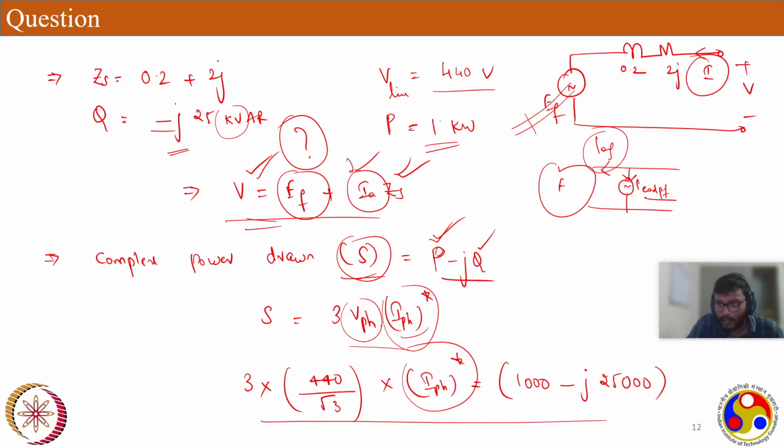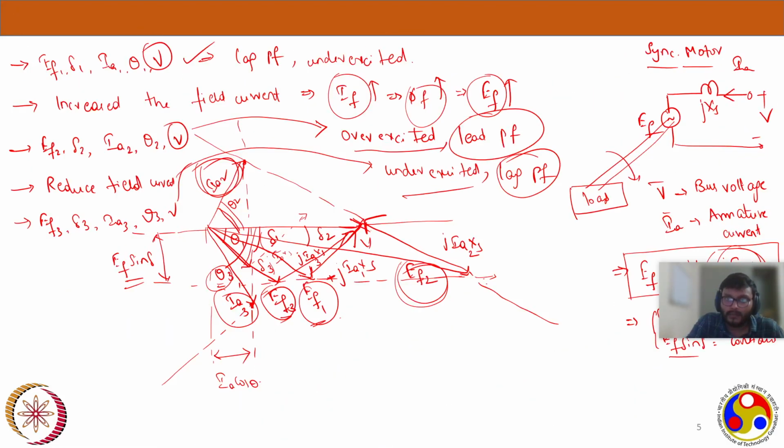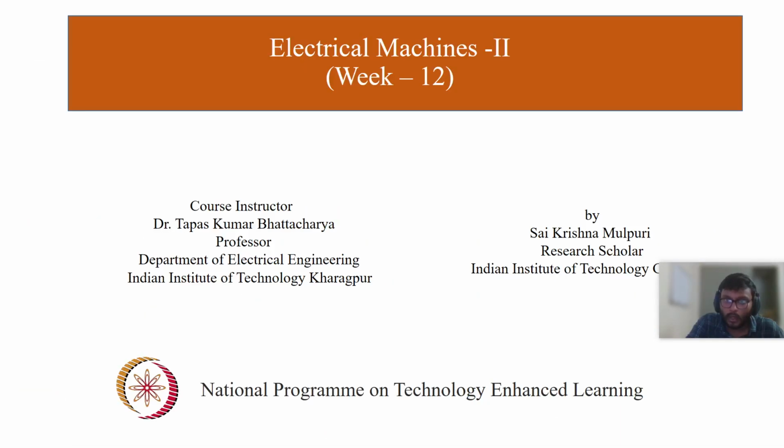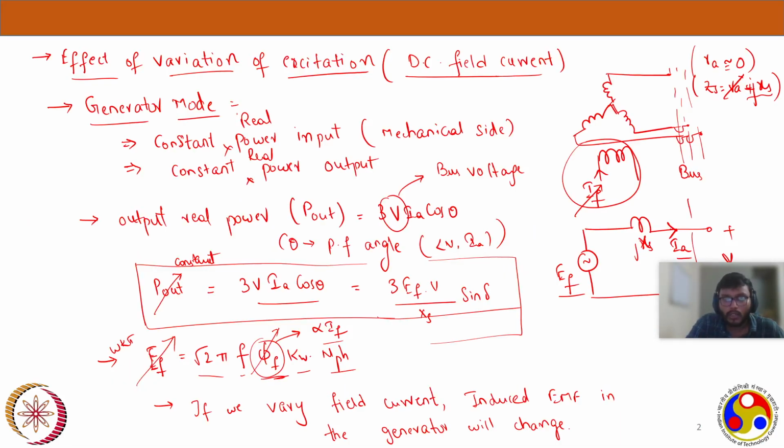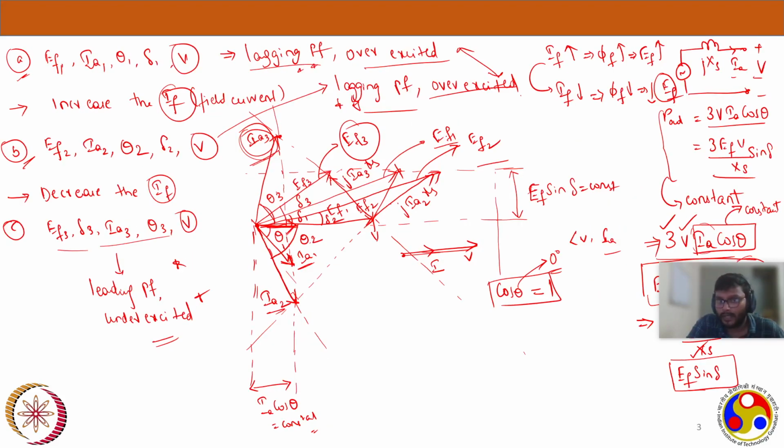To have a quick summary of today's discussion, I will quickly go through all the discussions we have done today. We started with the concept of analyzing the effect of variation of excitation, that is the field current, and we have seen the boundary conditions for it. If we fix the output power, Ia cos theta and EF sin delta, these two products should be constant.